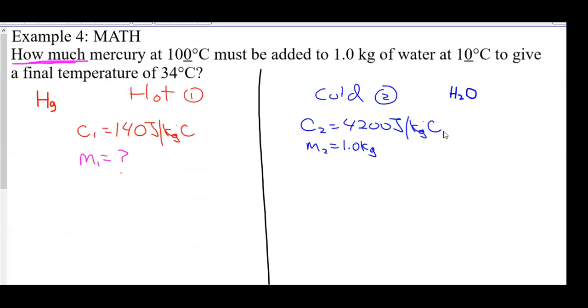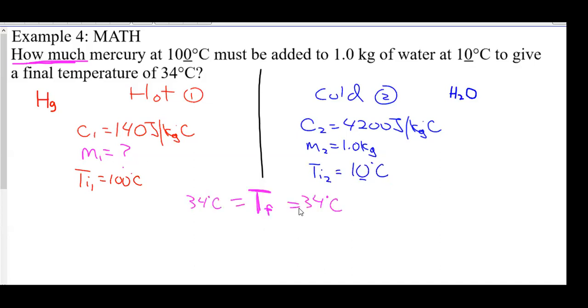The next thing that I want to focus on is the question asked, how much mercury? So we don't know the mass of mercury. Must be added to 1 kilogram of water. So we know the mass of water. That's the next thing we point out. From there, we know the initial temperature of mercury, it's 100 degrees Celsius. We know the initial temperature of water, and that should be 10 degrees Celsius. So we put those down.